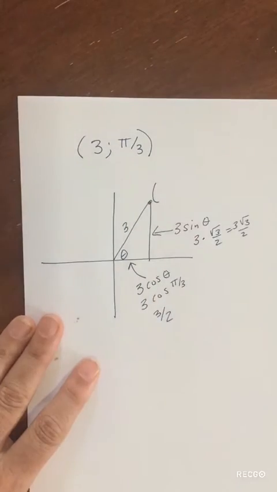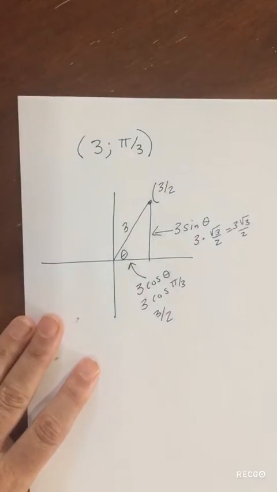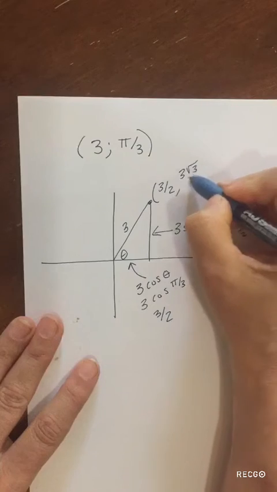Okay, so if I want to transfer that, the x part is just going to be 3 halves, and then the y part is going to be 3 root 3 over 2.